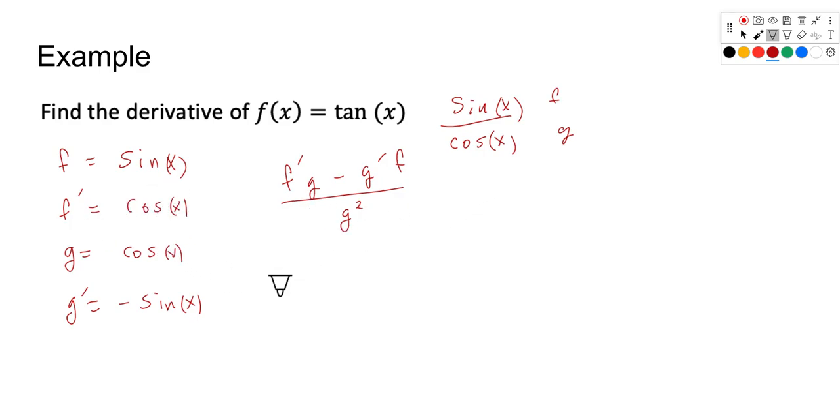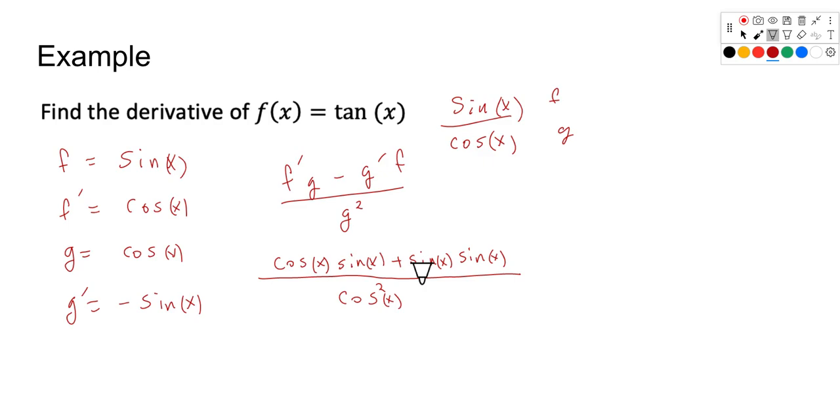So derivative of f is cosine of x. g is sine of x. Minus derivative of g, which is going to be a negative sign, so this negative becomes a positive, times the original f, which is sine x. All over cosine x. And this one we put the square, cosine squared x, right?